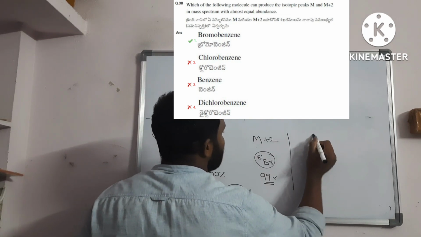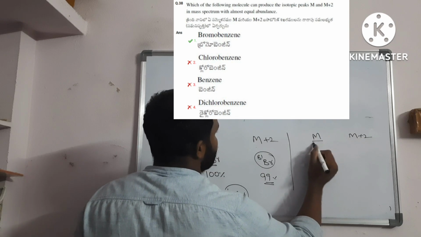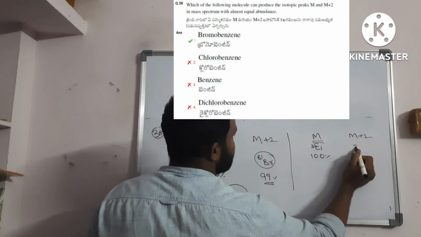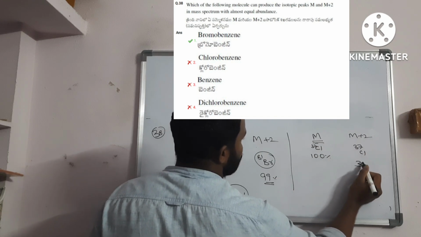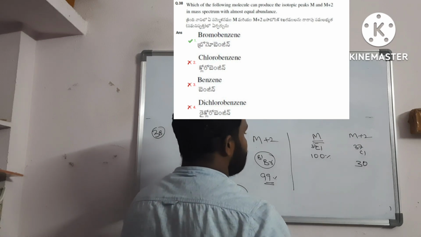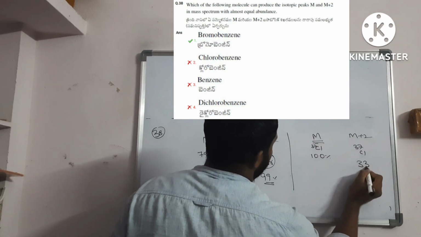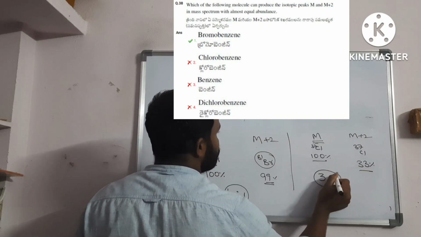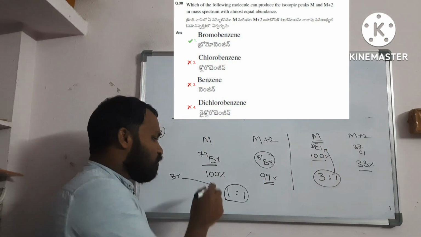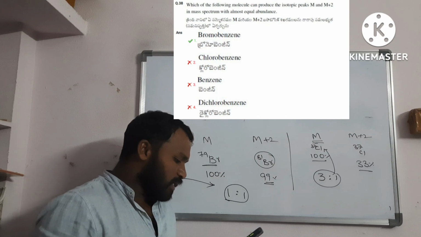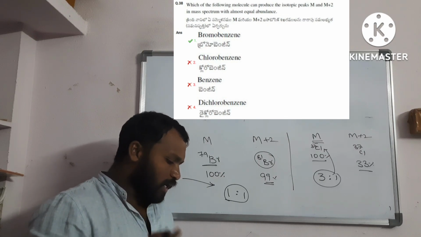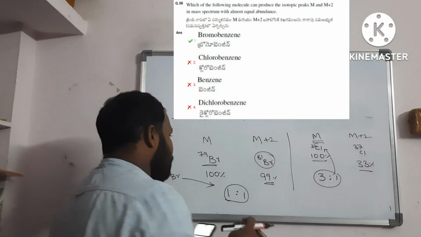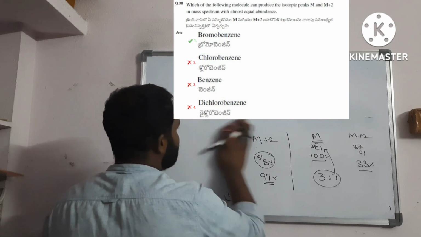Similarly, for M and M+2 in chlorine, if M is 100% for chlorine 35, and M+2 is chlorine 37, that is almost 31 or 33%. So it is almost 100:33, which means you will get a 3:1 ratio. At that time we can say chlorine is present. But 1:1 is almost equal abundance. Equal abundance means bromine should be there. So which of the following options contains bromine? Bromine is contained only in the first option. Hence it is bromobenzene. So option A is correct.